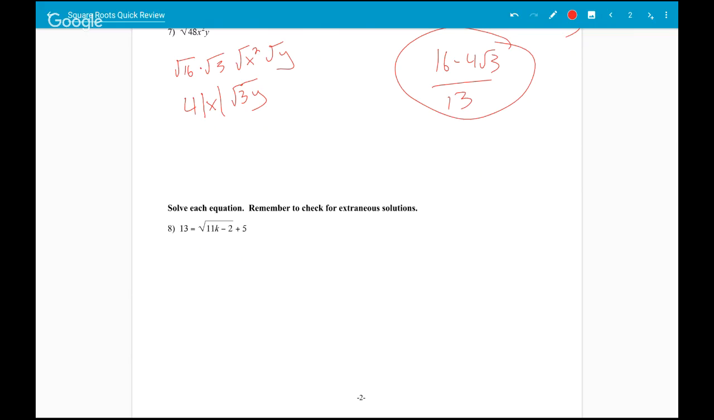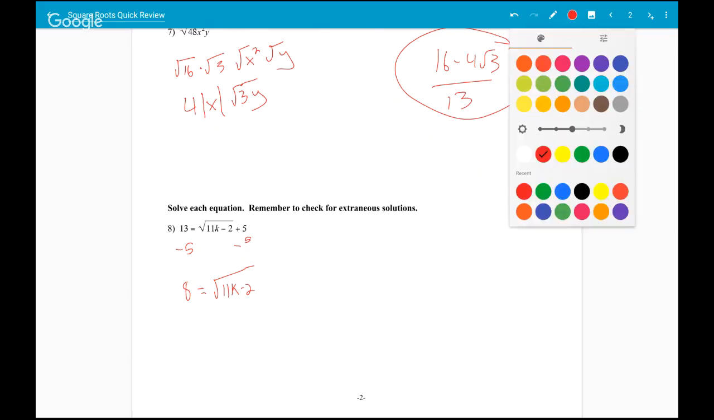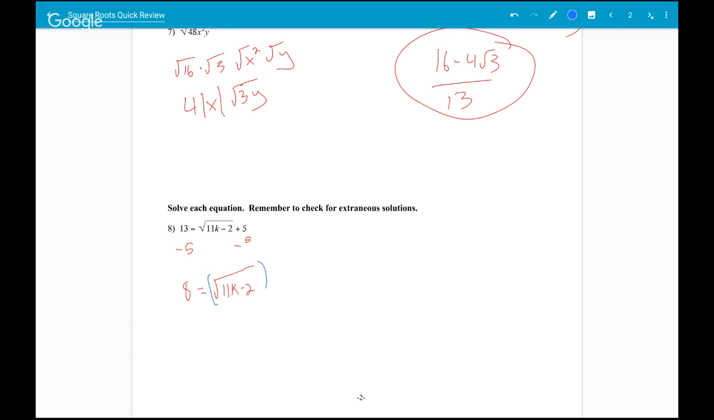Last but not least, the equation solve. When solving an equation, the first thing you need to do is isolate the square root. So I'm going to do that by subtracting 5 from both sides. Once you've gotten the square root all by itself, then what you need to do is you need to square both sides to get rid of the square root. So I'm going to square this side, and I'm going to square this side.